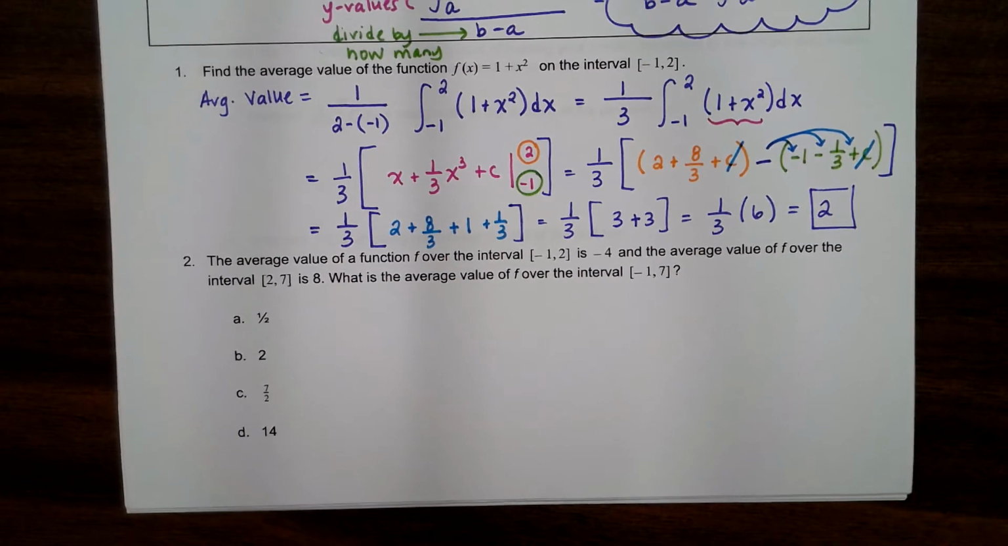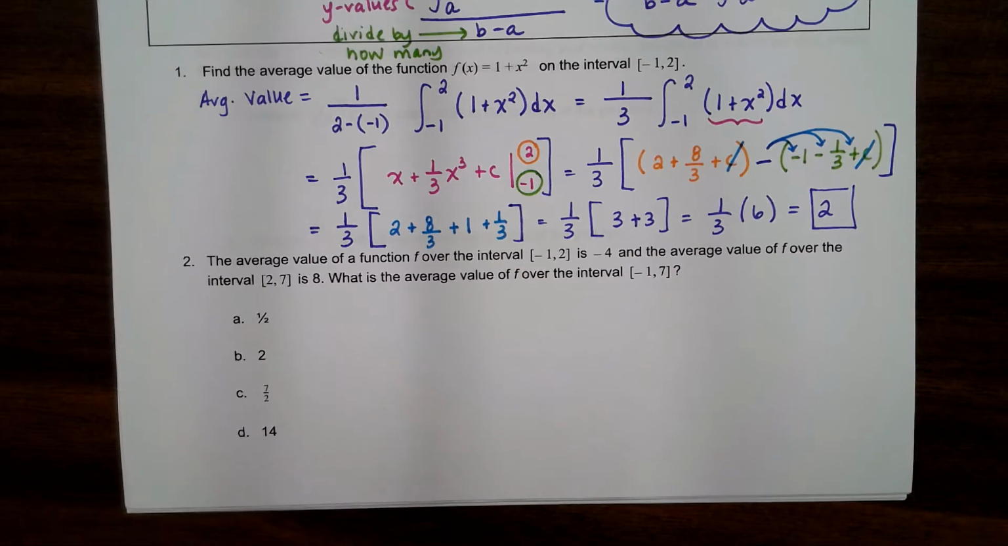Now, a second way that we are always assessed on average value is we look at a problem like this one. The average value of function f over the interval from -1 to 2 is -4. So they're telling me the average value. And the average value of f from 2 to 7 is 8. What is the average value of f from -1 to 7?